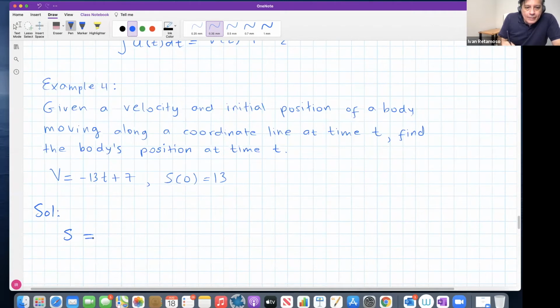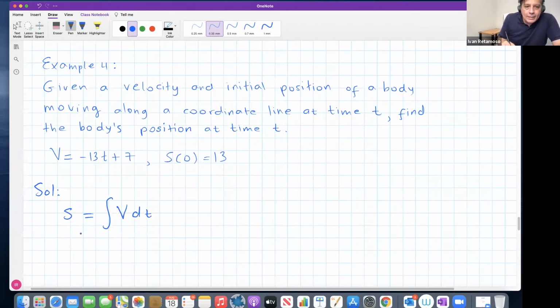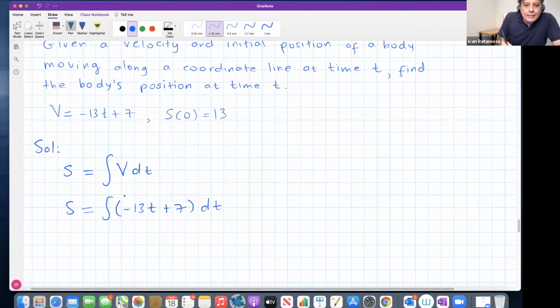Start by saying that the position function has to be equal to the antiderivative of the velocity function, because we're going backwards. Now they are giving you this velocity function, so we have to integrate, or take the antiderivative of, this velocity function. Now distribute your antiderivative. What should be the antiderivative of this? Let's write it out here so I can follow, plus the antiderivative of 7 dt here.